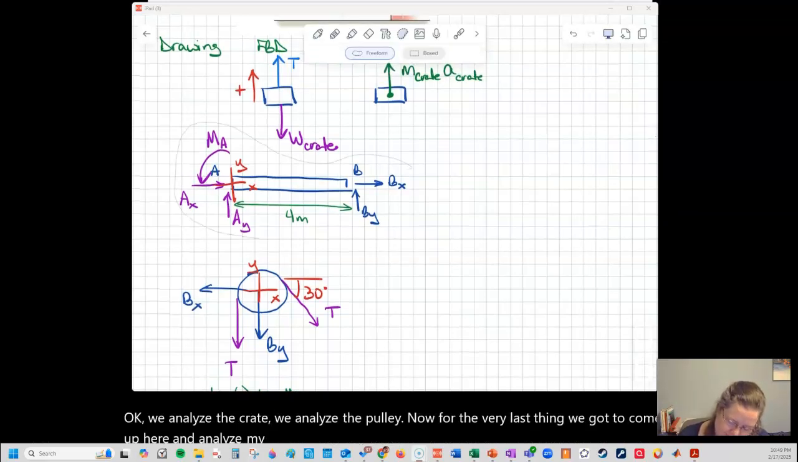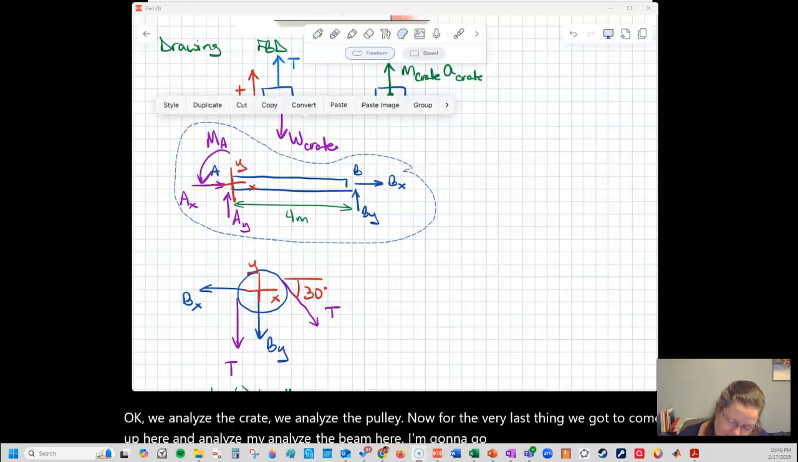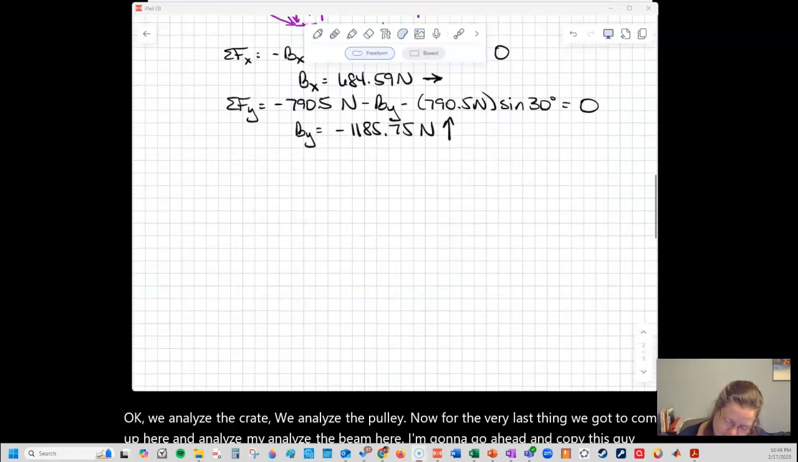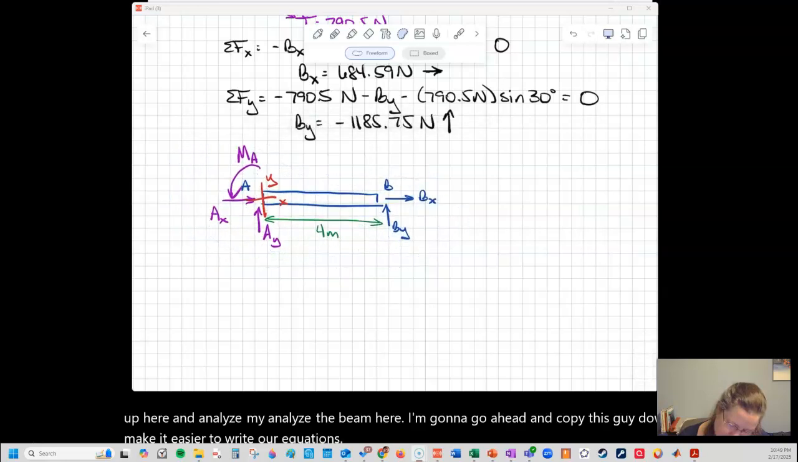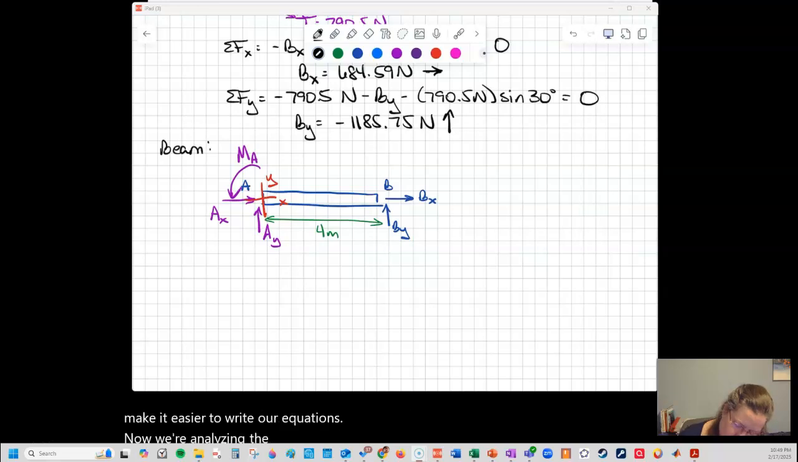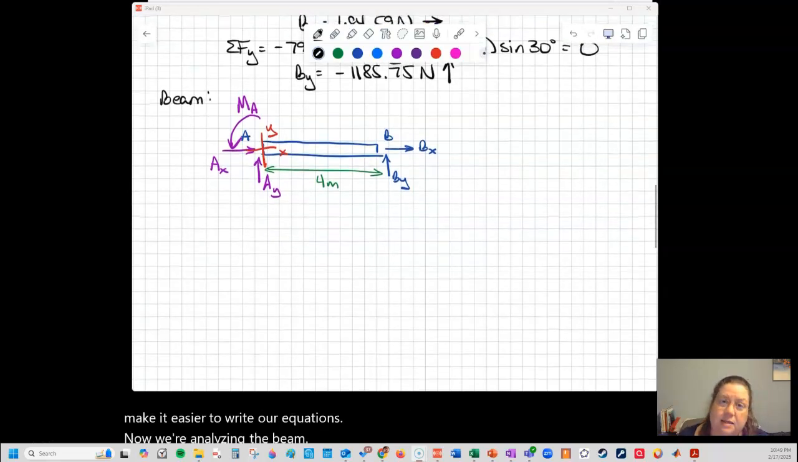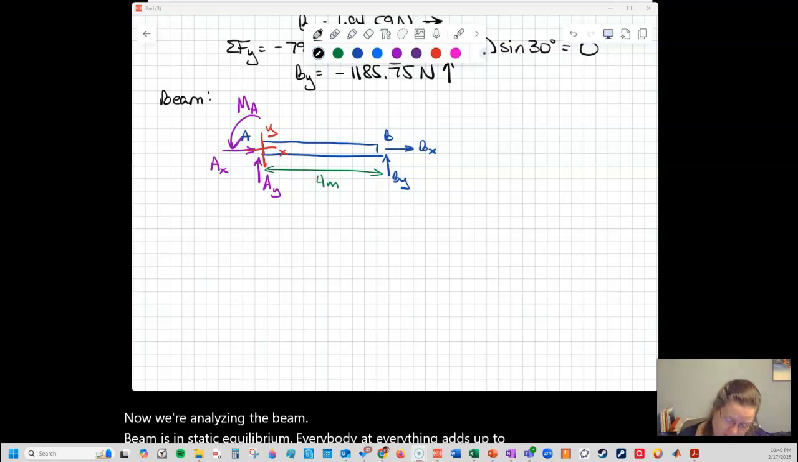the beam here. I'm going to go ahead and copy this guy down, make it easier to write our equations. Now we're analyzing the beam. Beam is in static equilibrium. Everything adds up to 0. Okay, so sum my forces in the x direction.